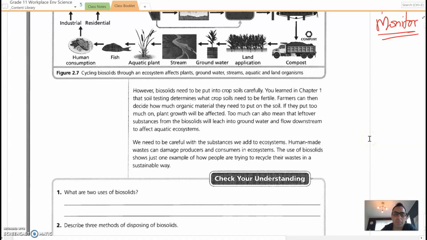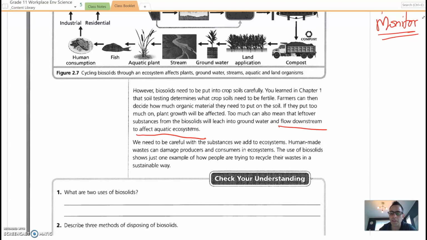However, biosolids need to be put on crops carefully. You learned in Chapter 1 that soil testing determines what crop soils need to be fertile. Farmers can then decide how much organic material they need to put on the soil. If they put too much on, plant growth will be affected. Too much can also mean that leftover substances from the biosolids will leach into the groundwater and flow downstream to affect aquatic ecosystems. We need to be careful with the substances we add to ecosystems. Human-made waste can damage producers and consumers in ecosystems.